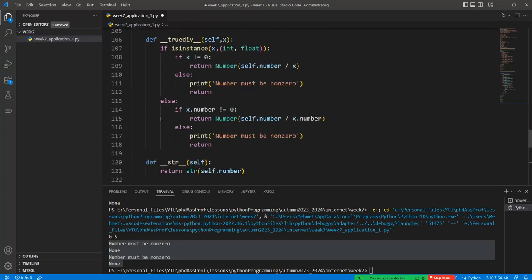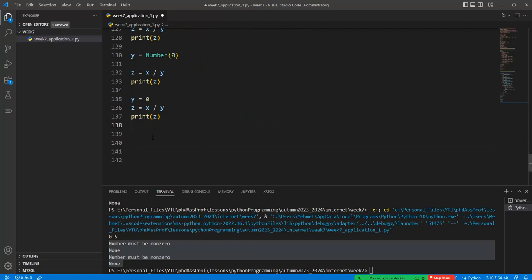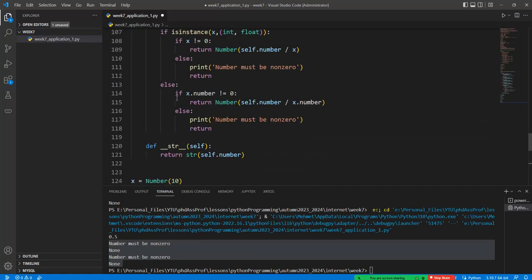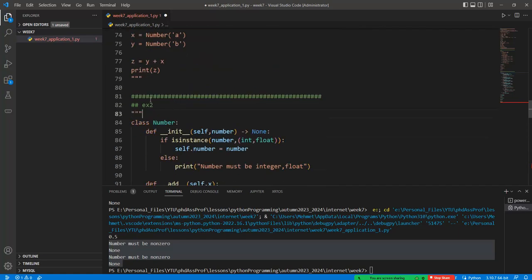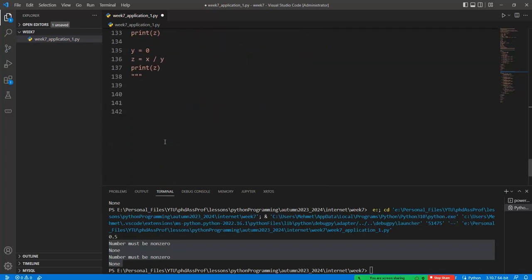Okay, so any question? If there is no question, we'll continue with the class rational properties and the function body.